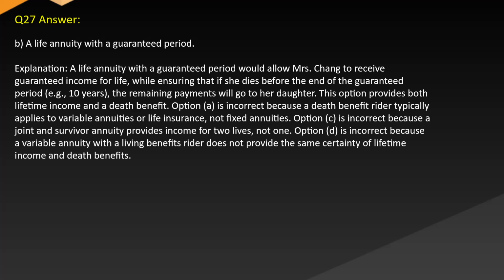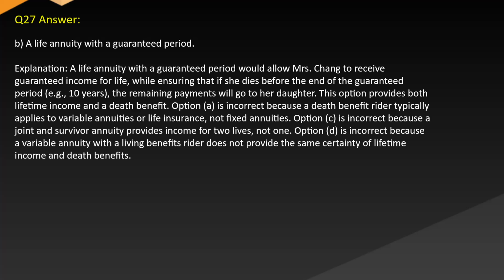Answer: B. A life annuity with a guaranteed period. Explanation: a life annuity with a guaranteed period would allow Mrs. Chang to receive guaranteed income for life while ensuring that if she dies before the end of the guaranteed period, e.g. 10 years, the remaining payments will go to her daughter. This option provides both lifetime income and a death benefit.